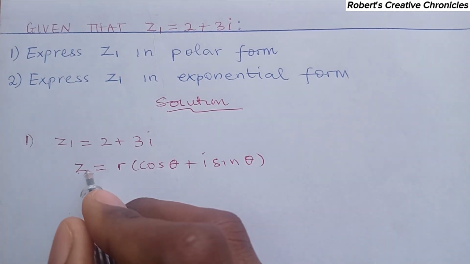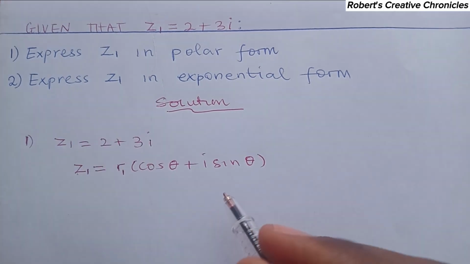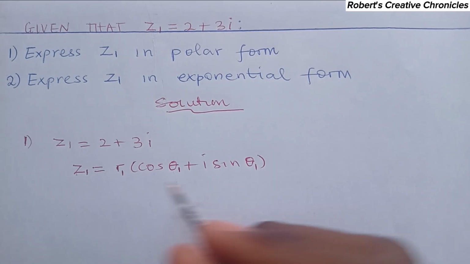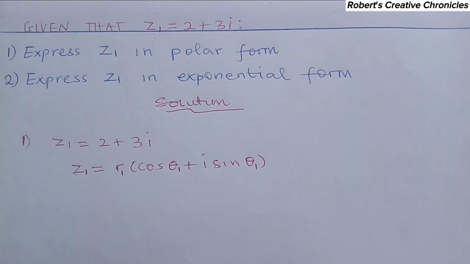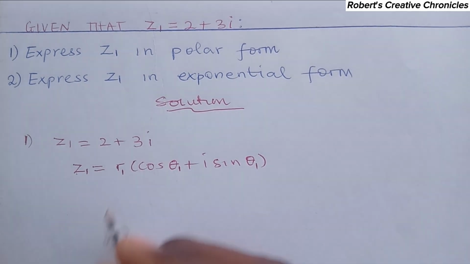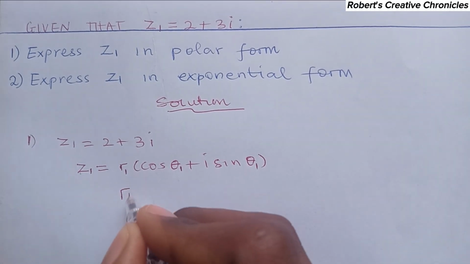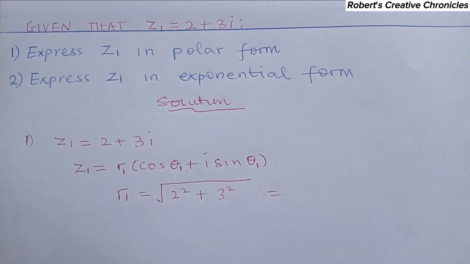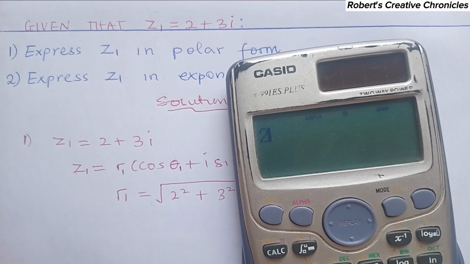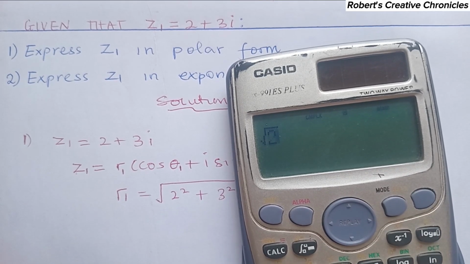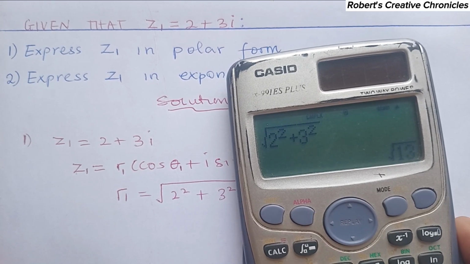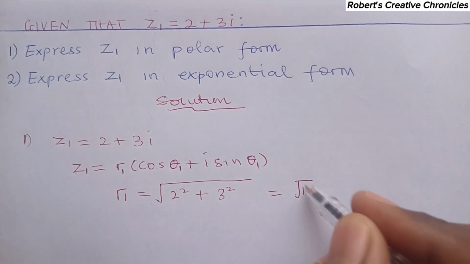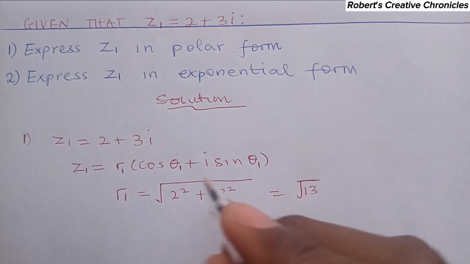So this one will be z1 equals r1 cos theta 1 plus i sin theta 1, since we are expressing in terms of this. So now let's find the modulus. r1 is what? Square root of 2 squared plus 3 squared, which is root of 13. So the modulus r1 is root 13.